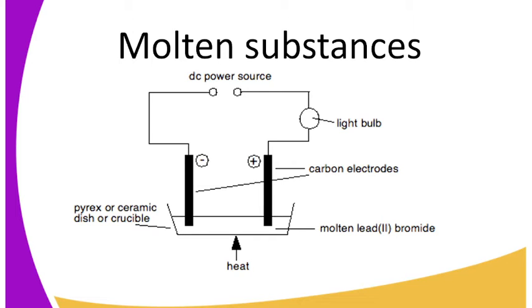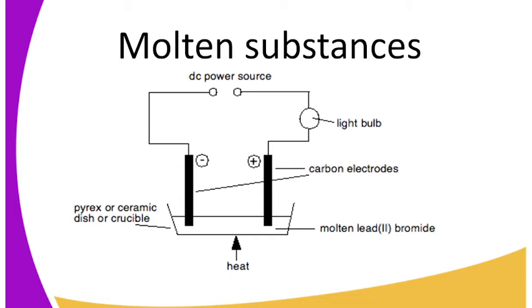Molten substance. What is a molten substance? Let's say two solid conductors that are called electrodes are arranged in that form. The electrode connected to the positive terminal of the battery is called the anode, and the electrode connected to the negative terminal is called the cathode. Graphite rods or carbon rods are used. So what happens?